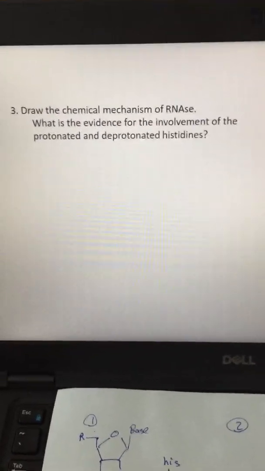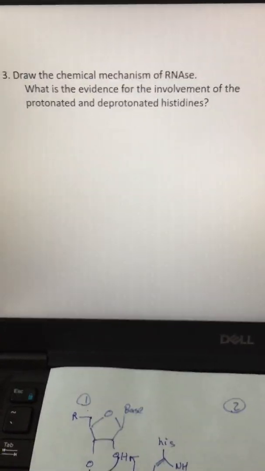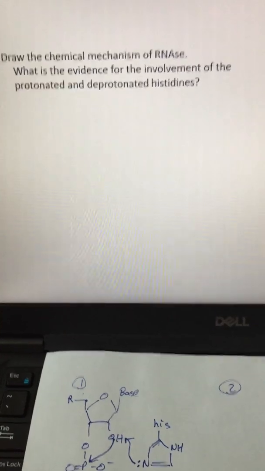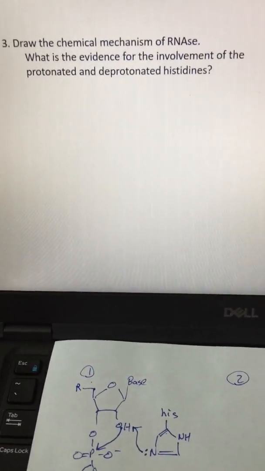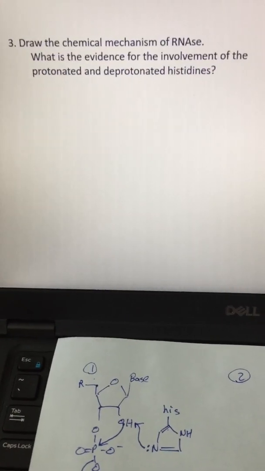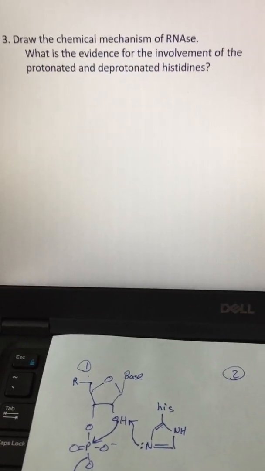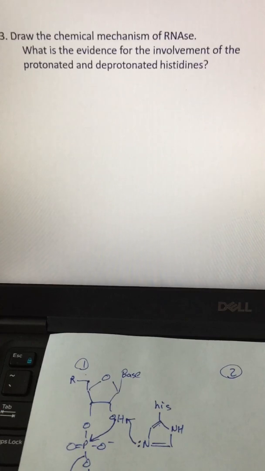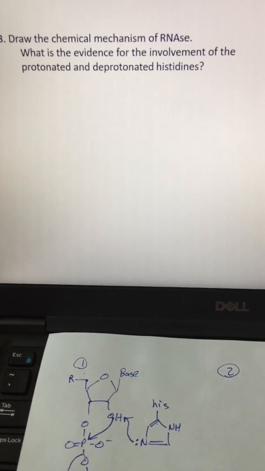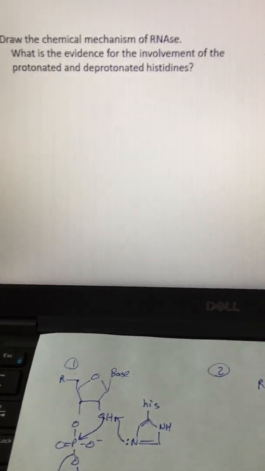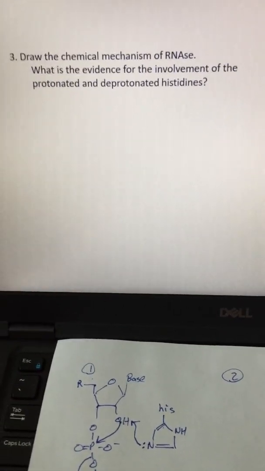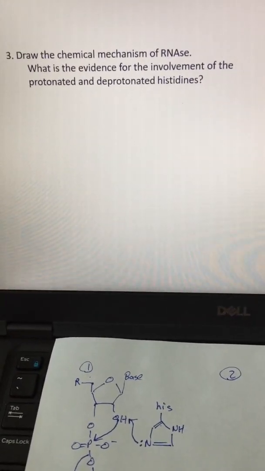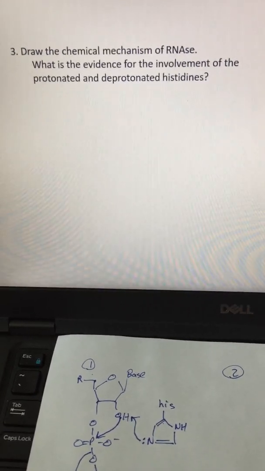Now, the second question is, what is the evidence for the involvement of the protonated and deprotonated histidines? Well, that all comes from the pH rate profile. When they measure the pH rate profile of RNase, they basically see there are 2 pKa values right around 6 approximately. One slightly above 6, the other is very, very close to 6. But they're in that realm where they belong to histidine.